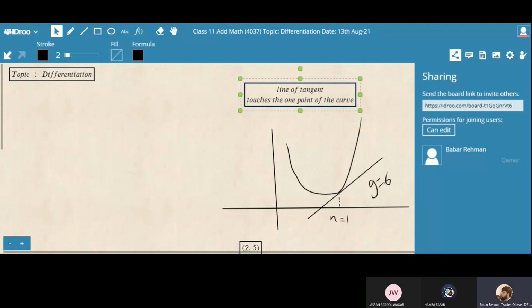So look at this line of tangent, and what is the line of normal? Do you know what the line of normal is? The line of normal is perpendicular to the tangent. Look at this. Perpendicular to the tangent. Perpendicular means 90 degrees. This line at 90 degrees to the tangent is called the line of normal. Note down in your notebook. This is normal.